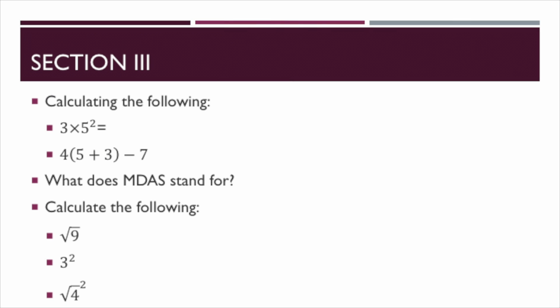Calculate the following. 3 times 5 squared. 4 times, parentheses, 5 plus 3, parentheses, minus 7. What do the initials MDAS stand for? Calculate the following. The square root of 9, 3 squared, and the square root of 4 squared.